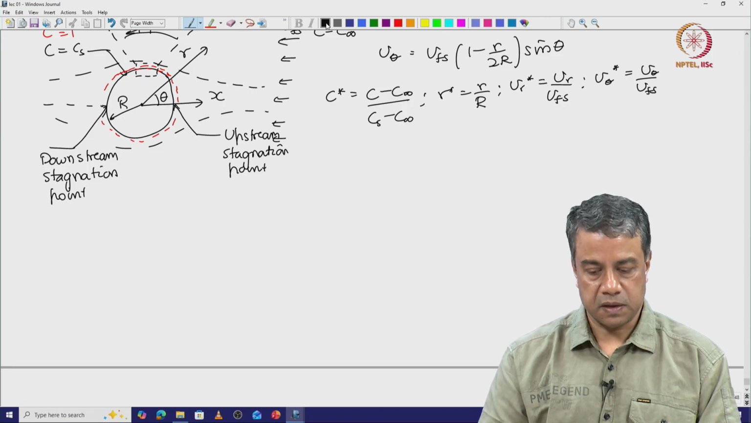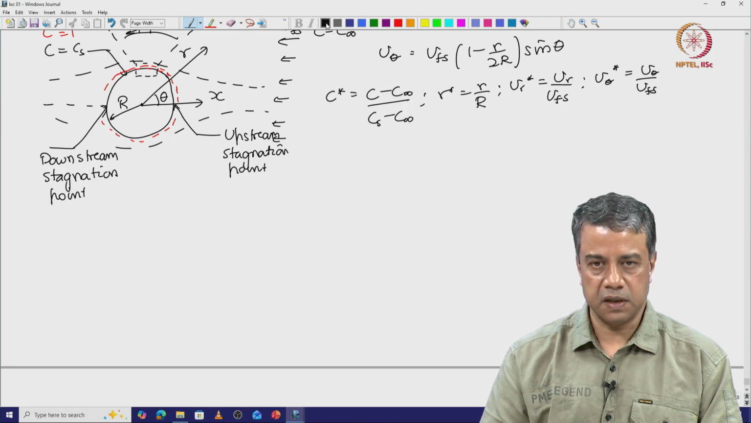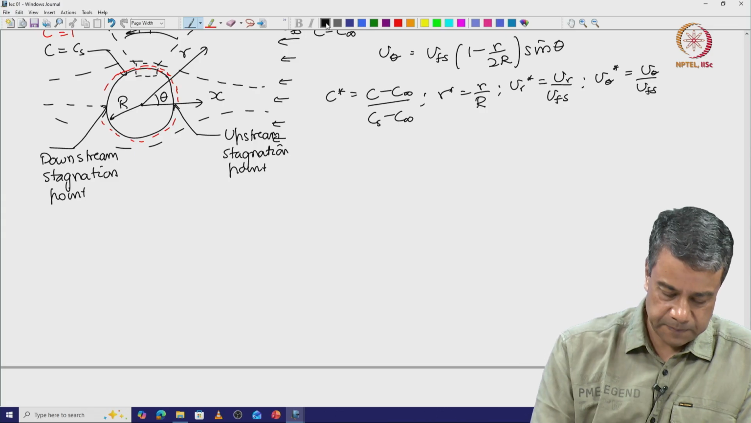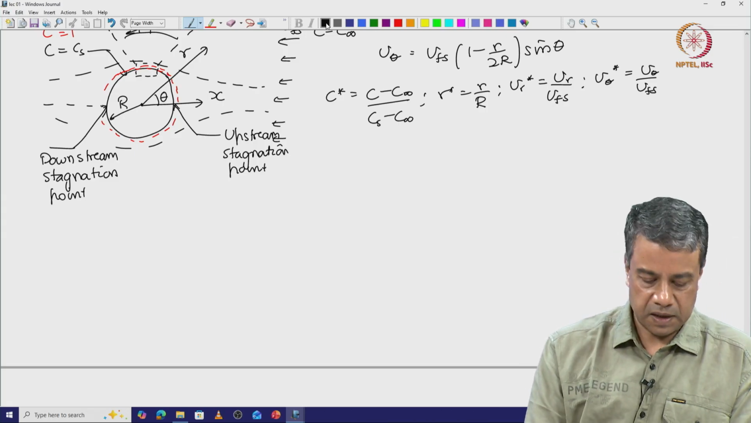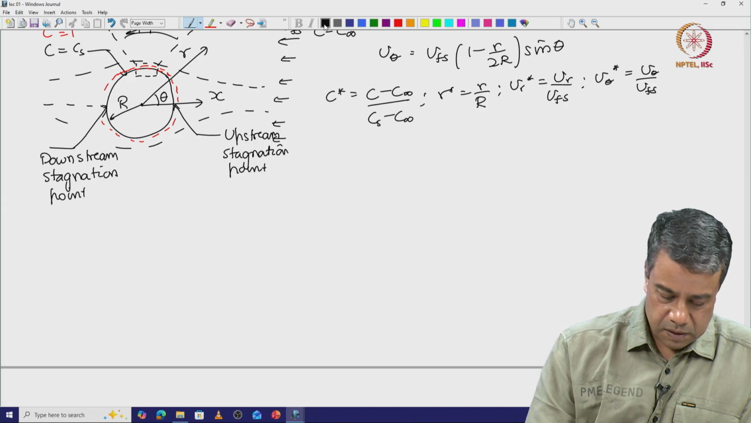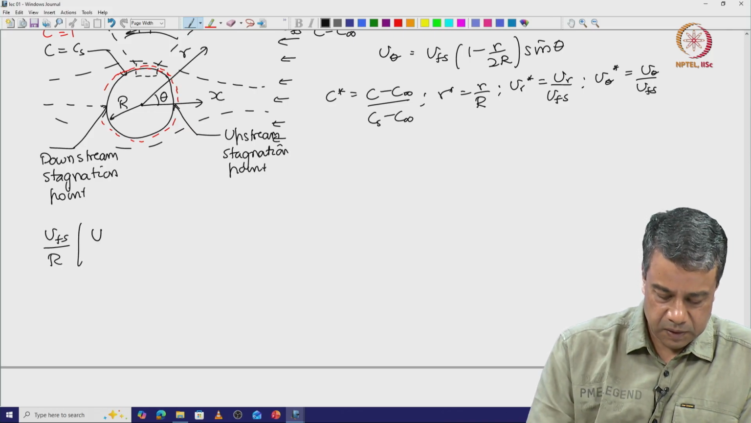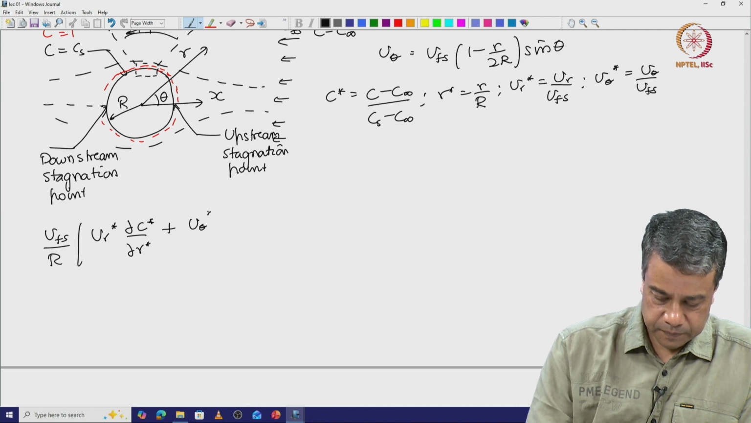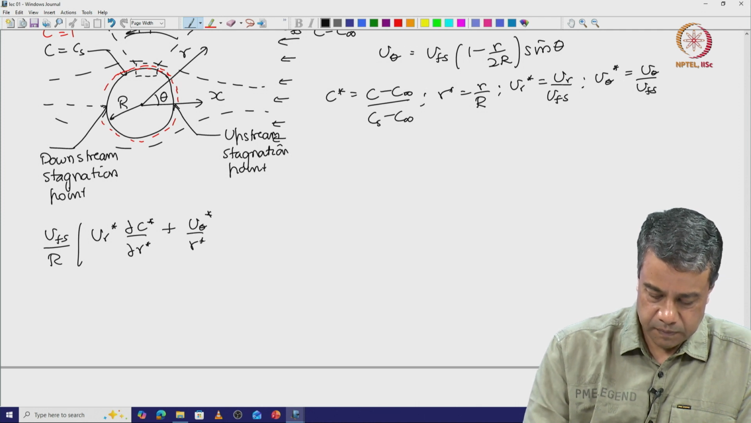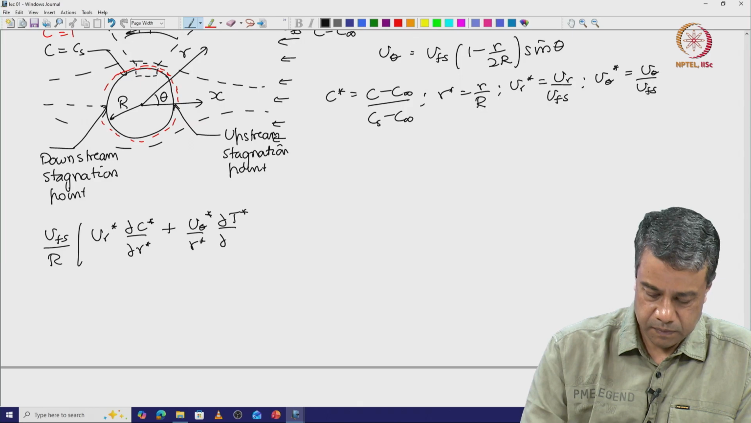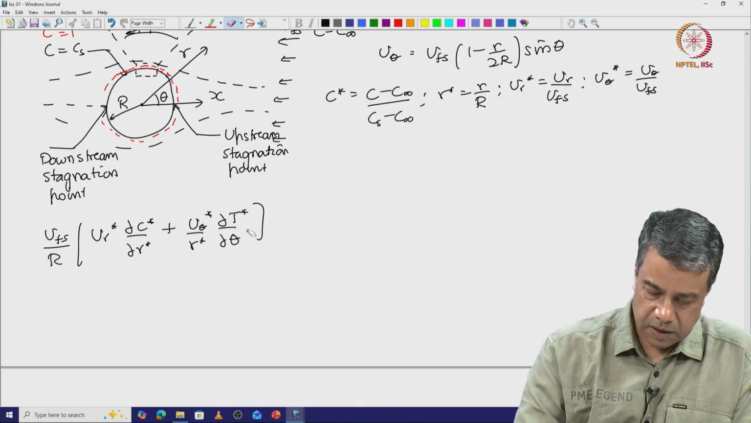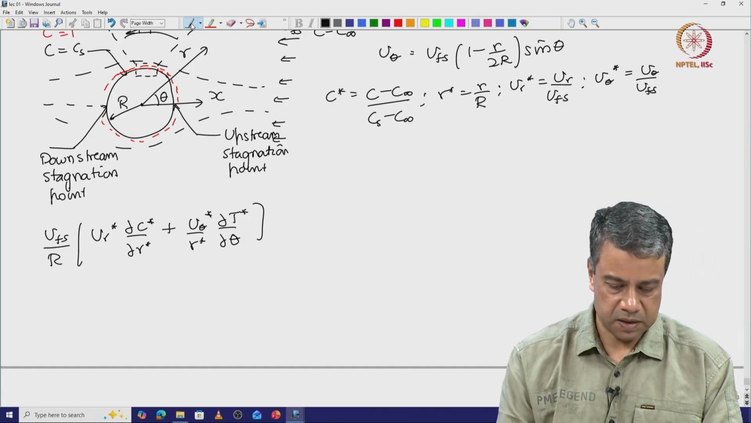Scaled equations for the concentration field. On the left side, I have V free stream divided by R into V r star partial C star partial r star. Theta is already dimensionless, so I do not have to have theta star.